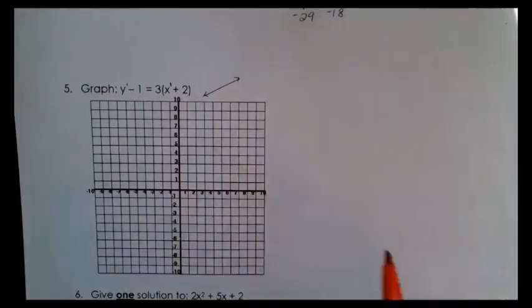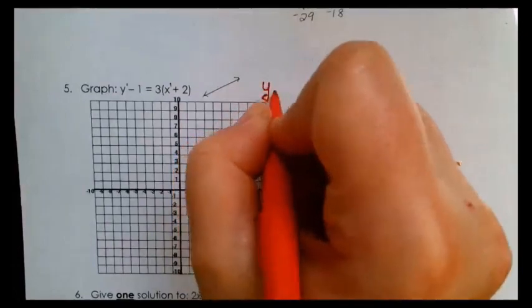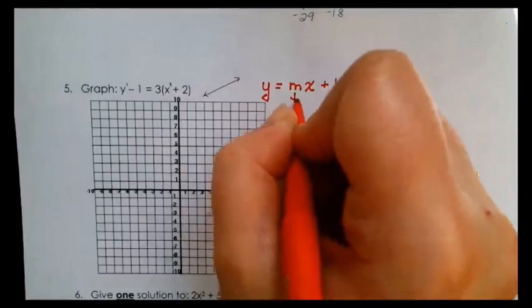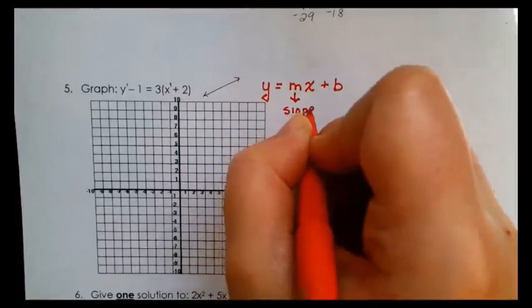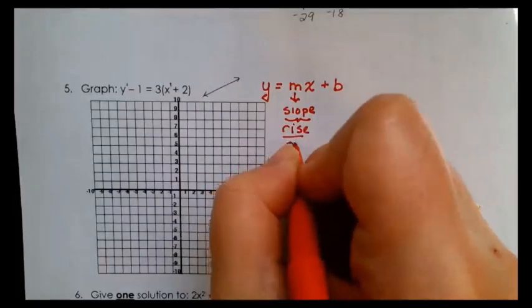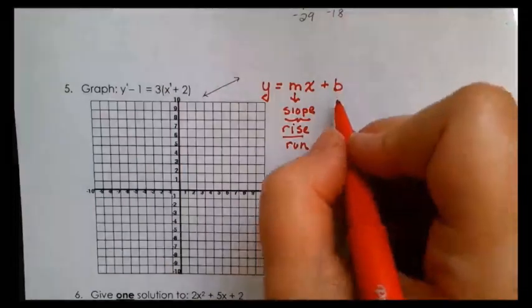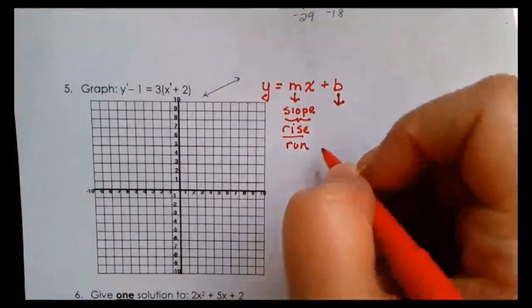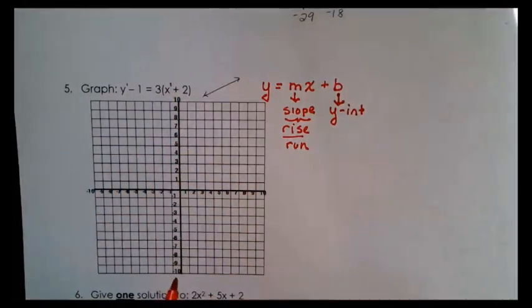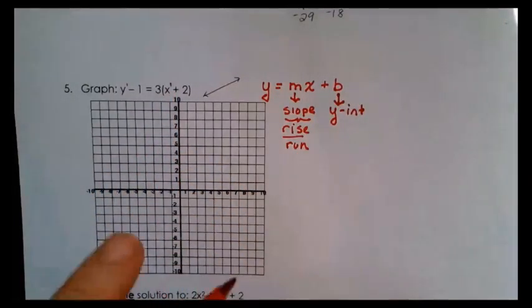Now, slope-intercept form looks like this. y equals mx plus b. m is your slope, which if you express it as rise over run, it's really easy to graph. And then the number at the end, the b, is your y-intercept. It tells us which point we can put on the y-axis to start from and then count the slope. So let's rewrite the y minus 1 equals 3, parentheses x plus 2, and let's put it into y equals form.